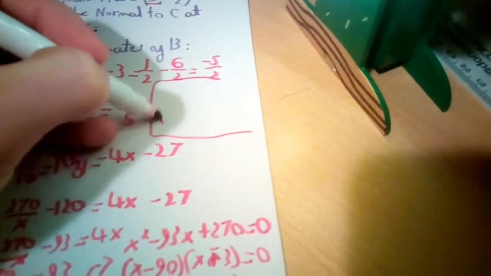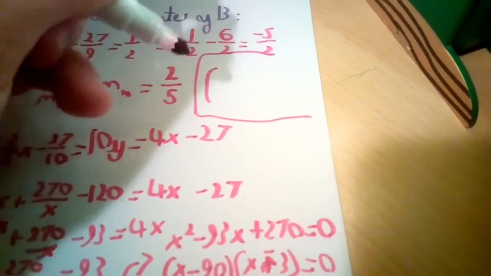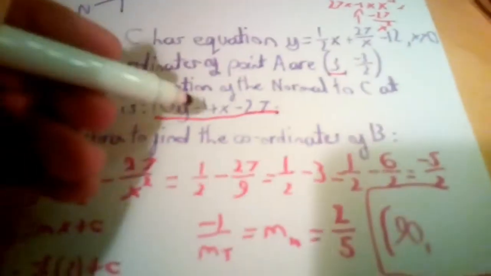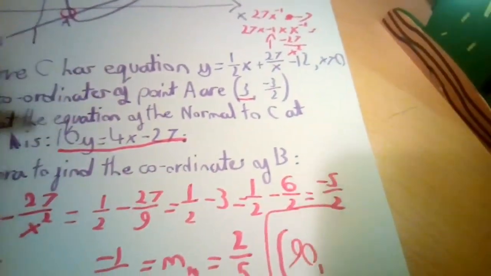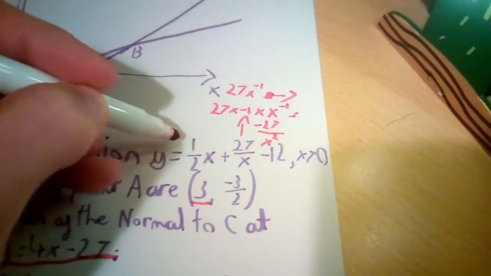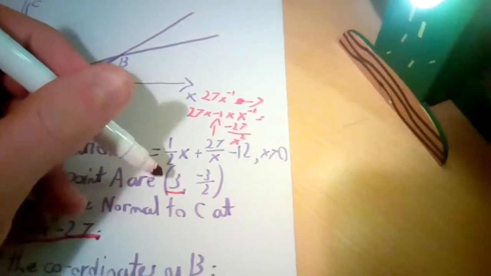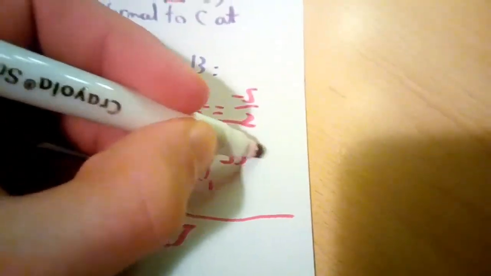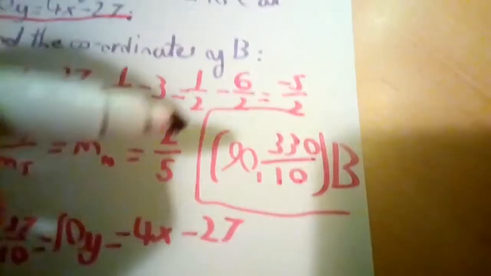And we know that y is just going to be f of x, the corresponding value at 90, so we're going to put 90 into one of the equations. Actually, I'm going to put it into this one, and that comes out being 333 over 10. That is the coordinate of B right there.